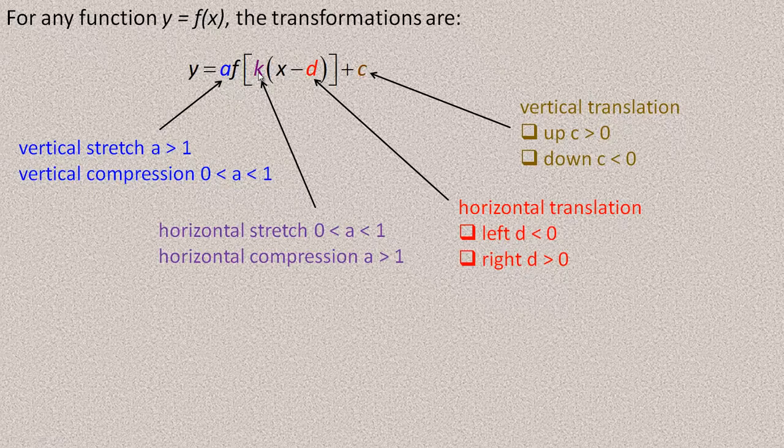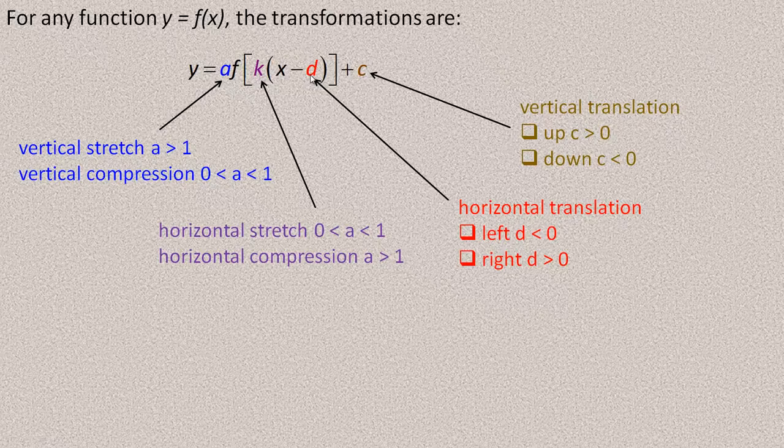This number k here is what compresses or stretches it horizontally. And opposite rules to here. It's a horizontal stretch if k is a decimal or fraction between 0 and 1, and it's a horizontal compression if k is greater than 1. And again, if k was negative, it would be a reflection in the y-axis, like the previous example on the previous page.